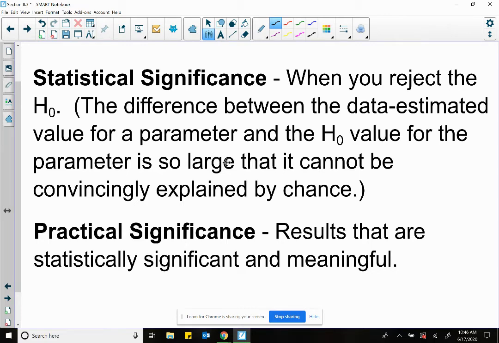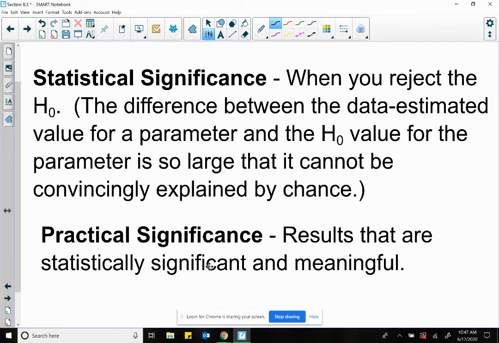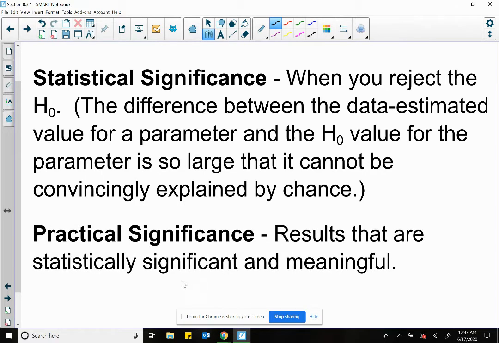There is evidence. Okay, but it's not as meaningful to me. It's not as useful because I'm not going to stop talking on my phone. Okay? So, therefore, what we just talked about was not practically significant. All right?